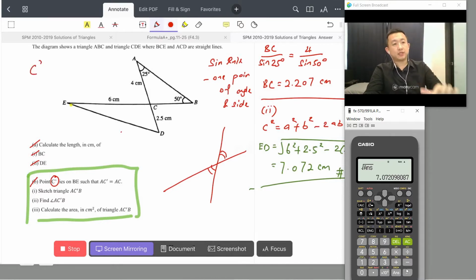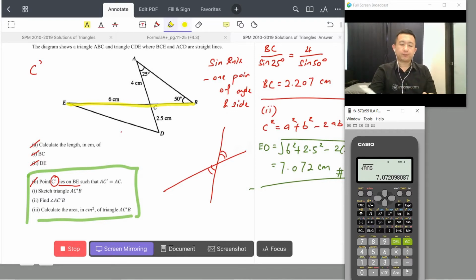So what does it mean when you have C prime? Prime stands for image, right? The image of C, meaning there is a new point called C prime. Transferred from C to C prime. Okay, there's this new point C prime. It lies on the line BE. Okay, where is BE? This is line BE. And point C prime is along the line.